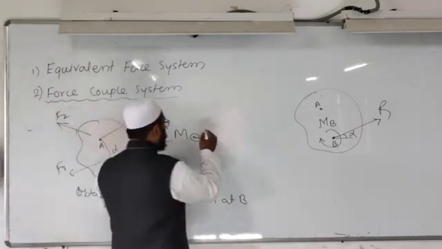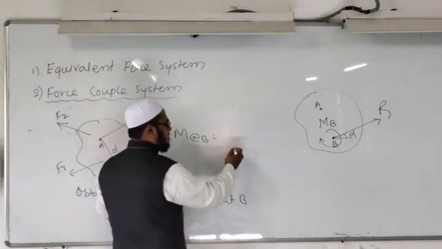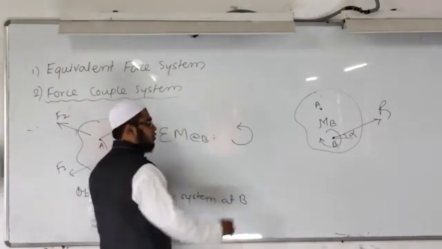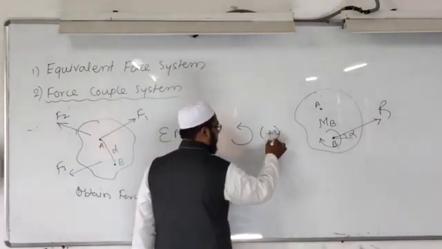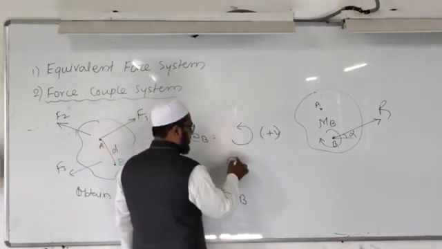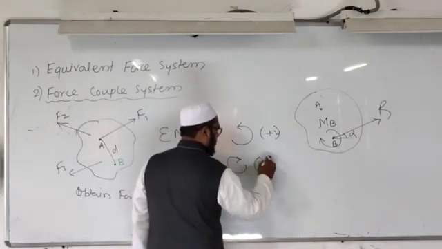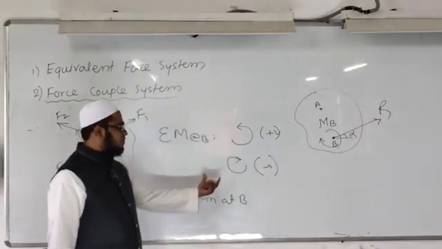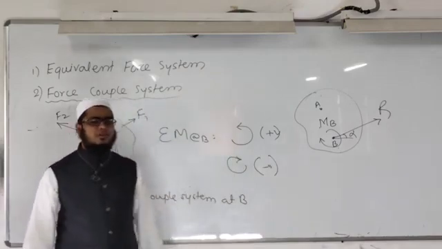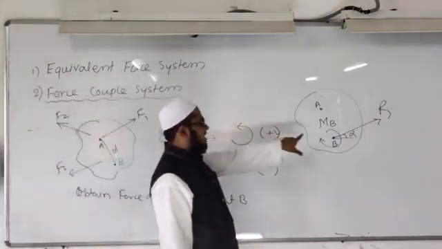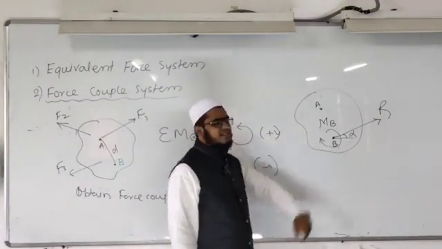Orientation means if my moment comes with a positive sign, it has an anticlockwise orientation. And if the magnitude of the moment is negative, then it means that the moment is clockwise. And the same way we have to show that moment as a couple at the desired point.